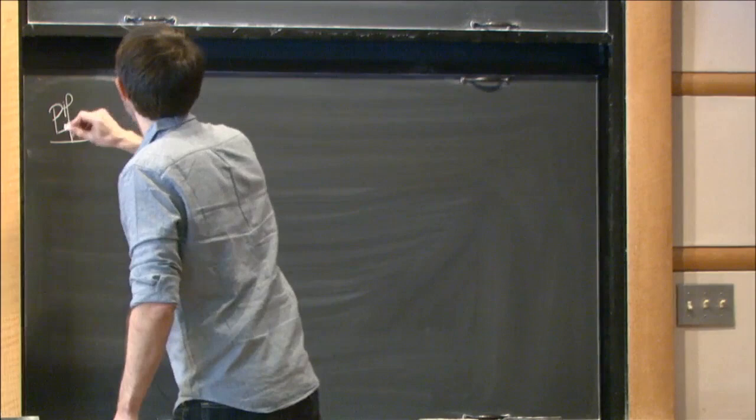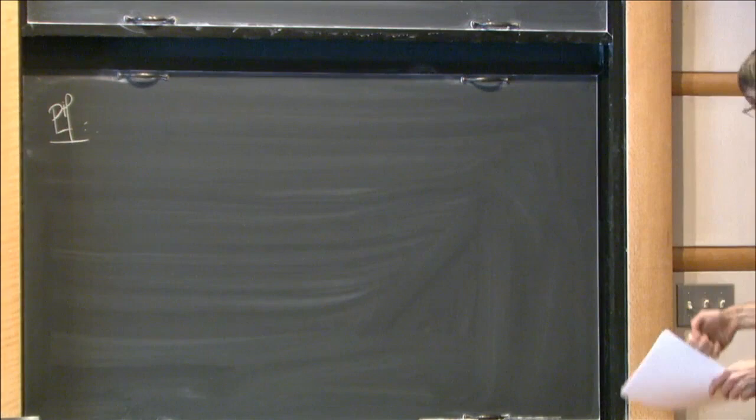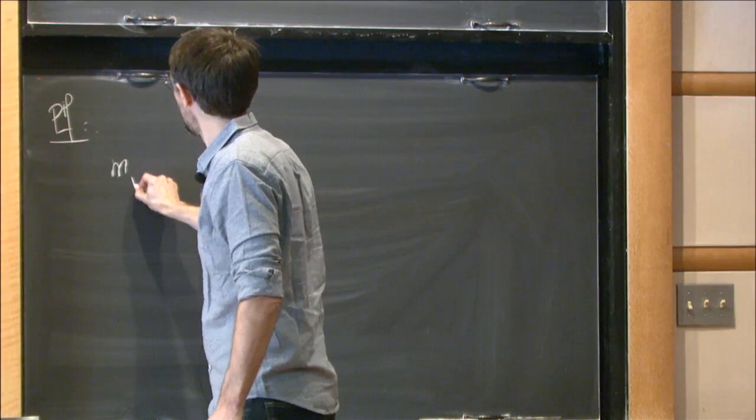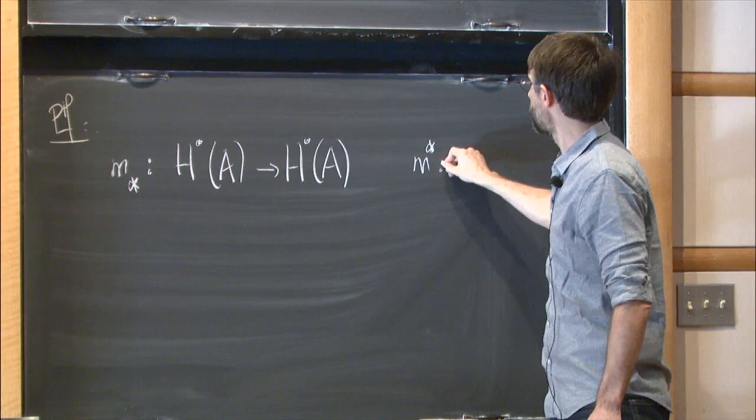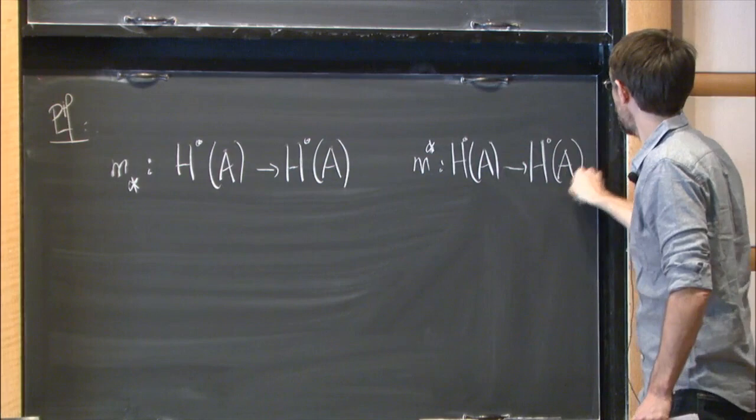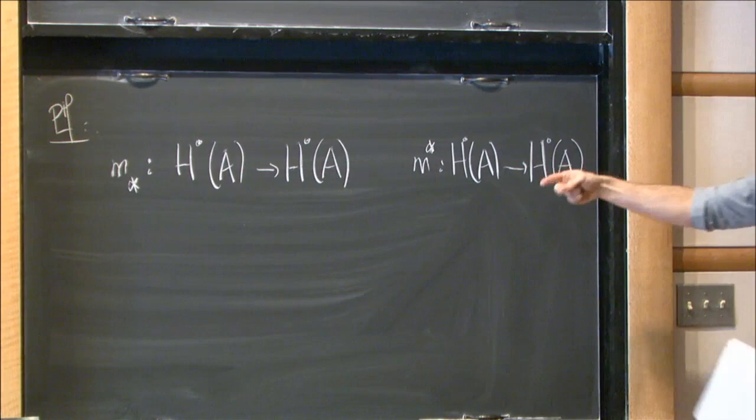And for that, I will, as I said, look at the multiplication by m in the fiber. So multiplication by m induces two maps: the direct image map in cohomology and the natural map in cohomology, which is this.